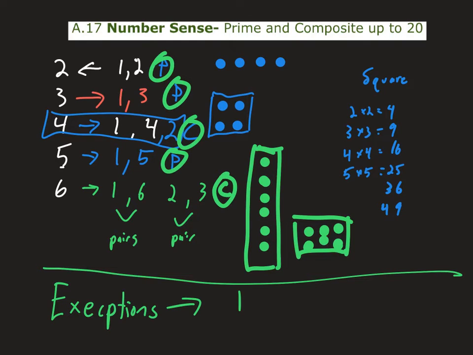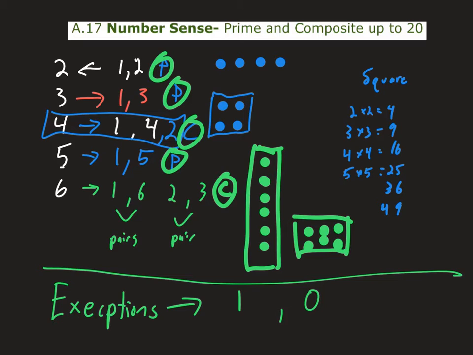There's just 1 factor to 1. There's only one way to make 1: 1 times 1, so there's 1 factor. The other one is 0. Any number you multiply times 0 gives you 0. So it actually has this weird infinite possibilities. It's kind of this weird number.